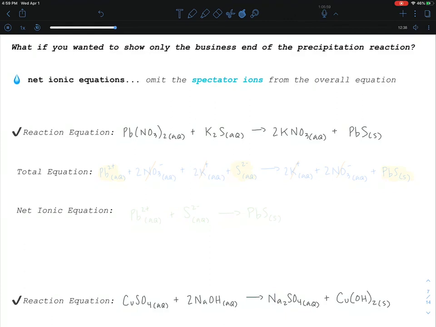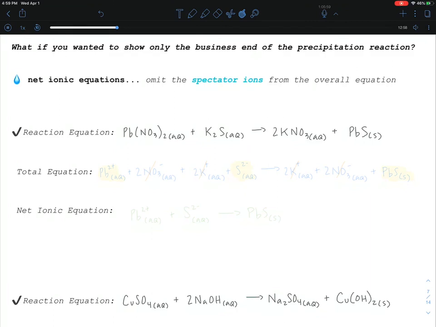We've got lead 2 nitrate, and that's going to be allowed to react with potassium sulfide, both aqueous, right? Both of those are aqueous solutions of those ions. When they come together, they're going to form 2 equivalents of potassium nitrate, also aqueous. And then our precipitate is lead 2 sulfide, and that is a solid.